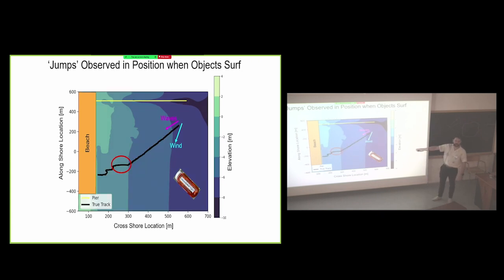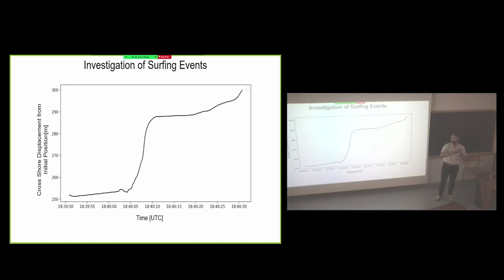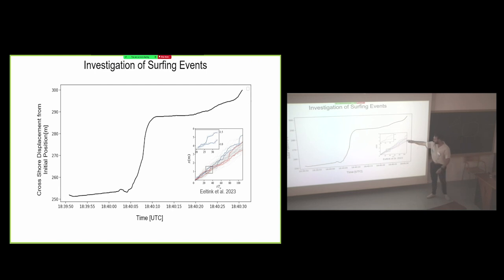So let's zoom in on this first example. It's a nice example to start with. Now let's look at the time series of the cross-shore displacement from the initial position. We drop it off, and now we're just looking at how you move across shore as a function of time. We see this big jump in position, and I'm following this term, jump, from some earlier work on a similar topic where they were seeing similar jumps in position. And I like that term, so we're following the jumps.